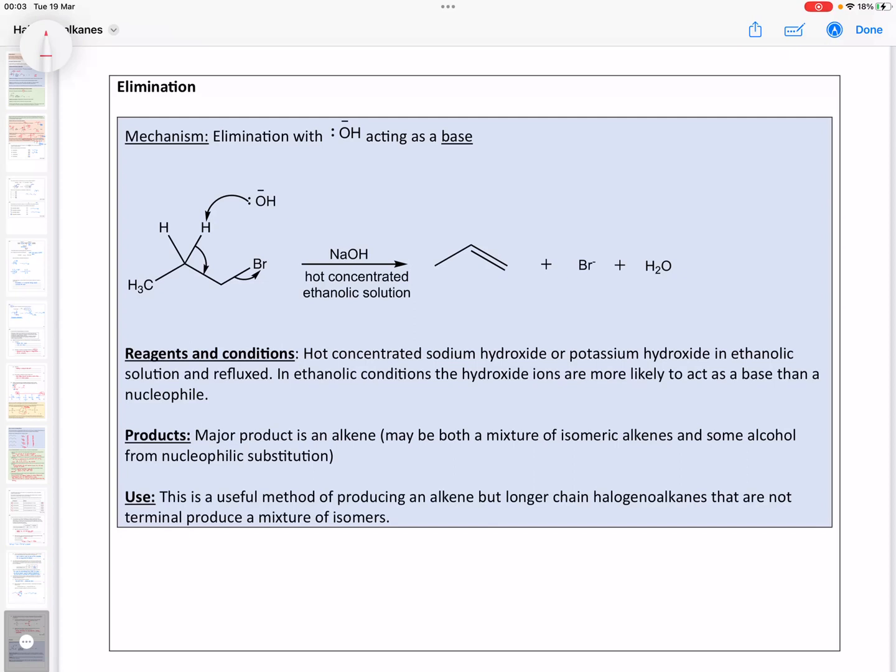And the difference, if we want elimination to take place, is that we want to prioritise the presence of hot concentrated sodium hydroxide or potassium hydroxide in ethanolic solution rather than water and reflux. In these ethanolic conditions, the hydroxide ions are more likely to act as a base, taking a proton, than they are as a nucleophile. There's far fewer protons available in the ethanolic solution, so it's more likely for it to act as a base.